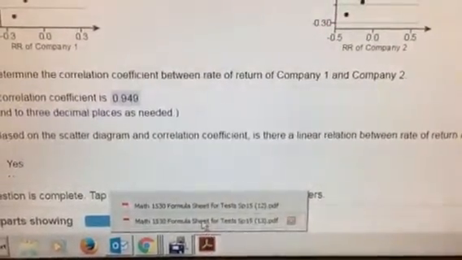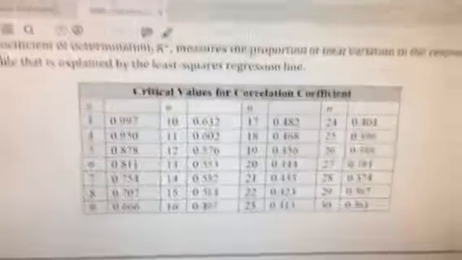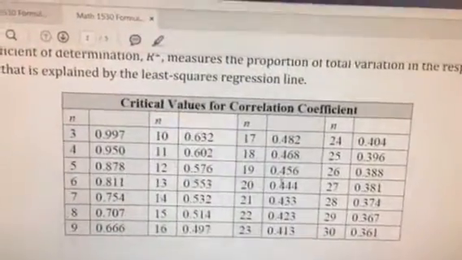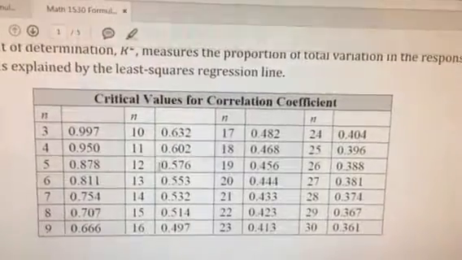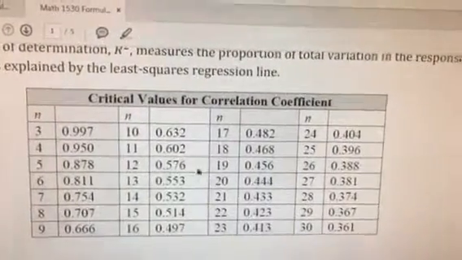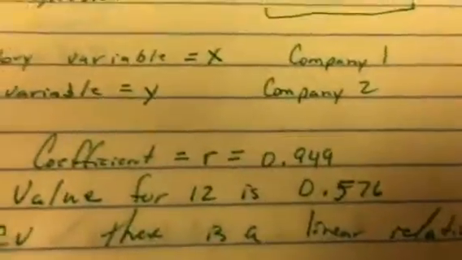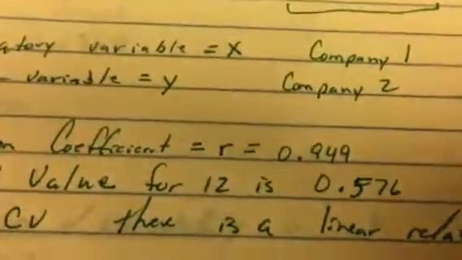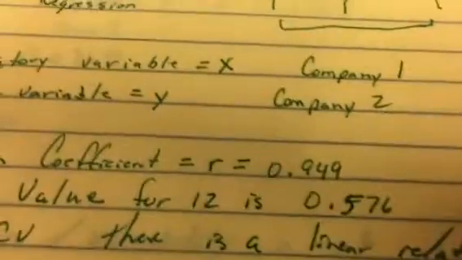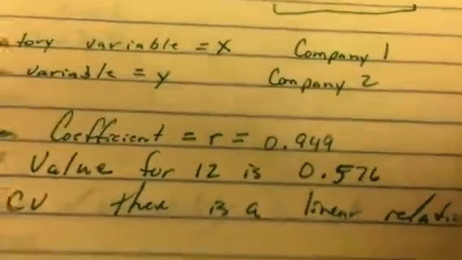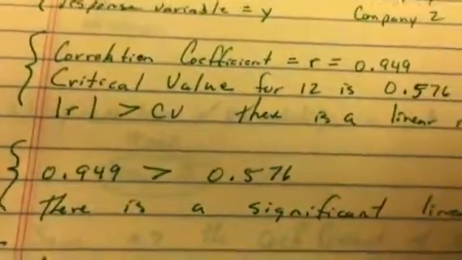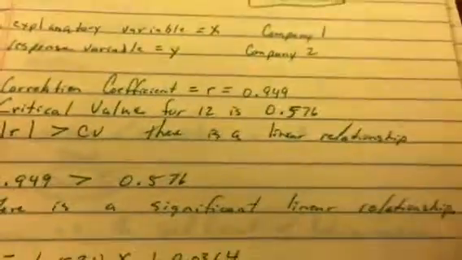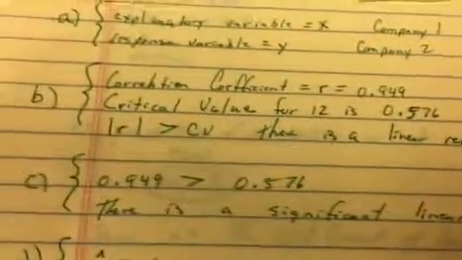If you scroll down on your formula sheet, here's your critical value table. Remember, I have 12 pair of points. This is my critical value right here, the 0.576. So right now I have R is 0.949, and my critical value is 0.576. So here's what I want to do. I want to take these and compare them. Notice my R is greater, so that means there is a significant linear relationship.